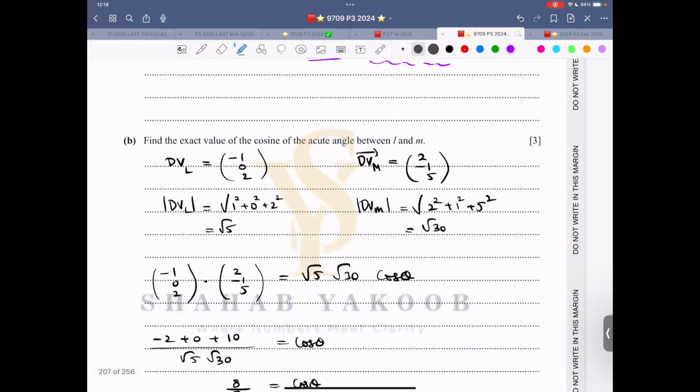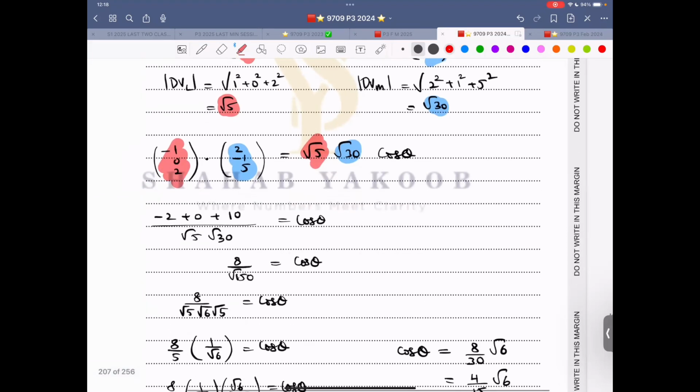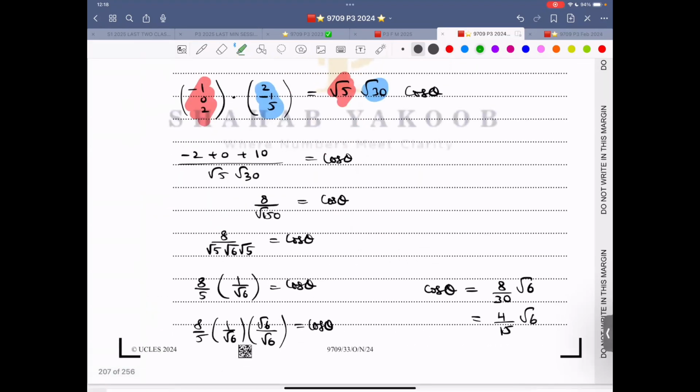Direction vector 1, let me do some highlighting. Direction vector 1, magnitude of direction vector 1. Direction vector 2, magnitude of direction vector 2. Then you make cos theta the subject. The numerator is positive. That means the angle is acute.